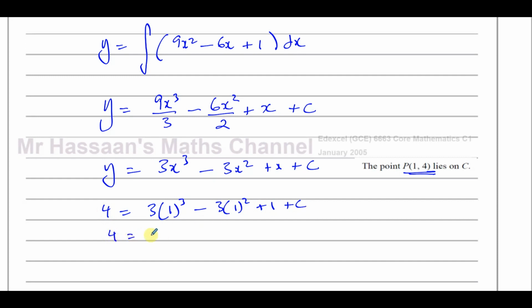That helps us to find c now. You say 4 equals 3 minus 3 plus 1 plus c. So this gives you 0. So 4 minus 1 equals c. So c is equal to 3.